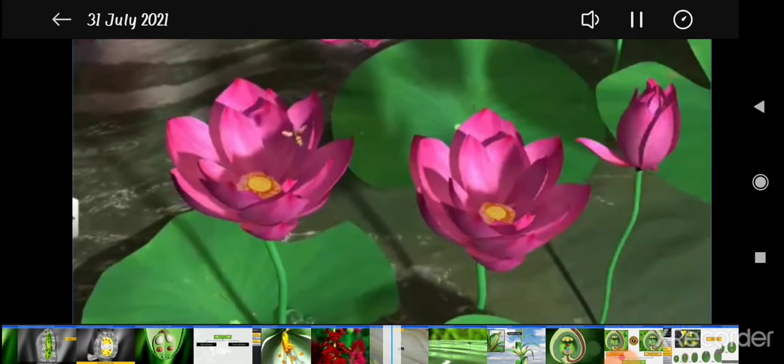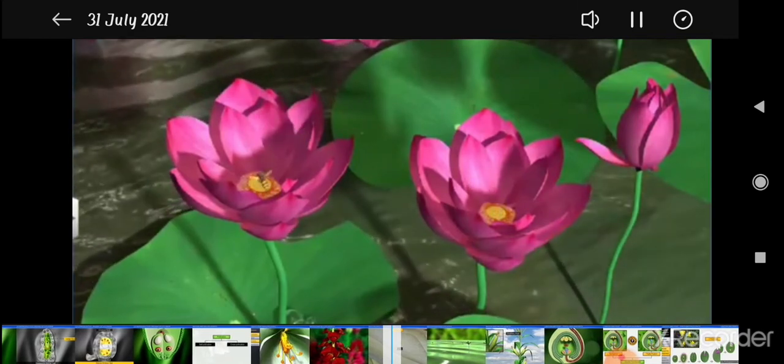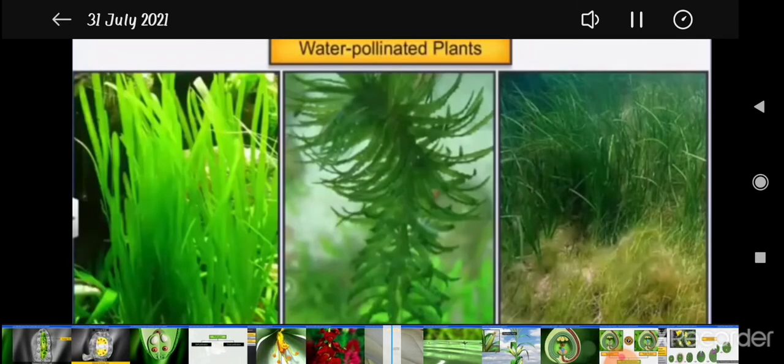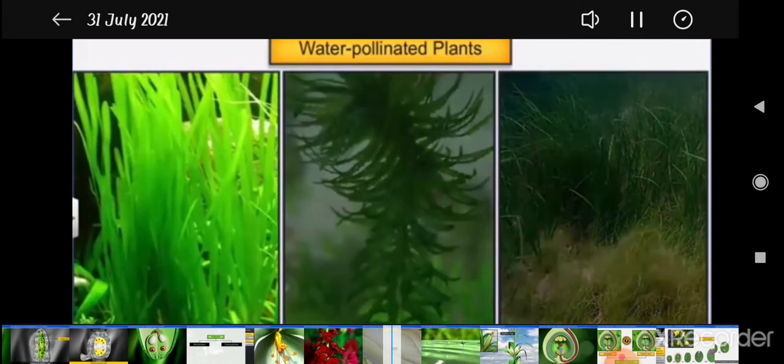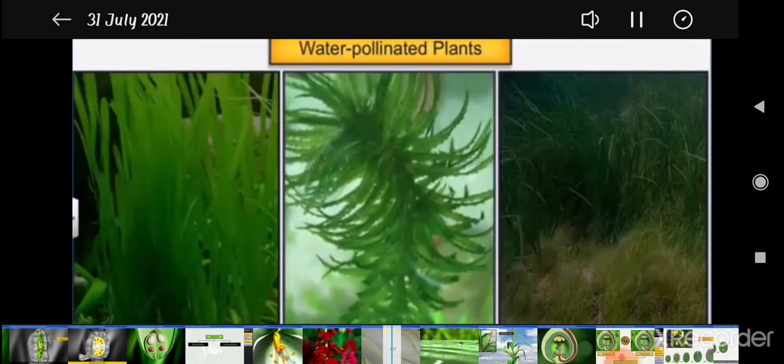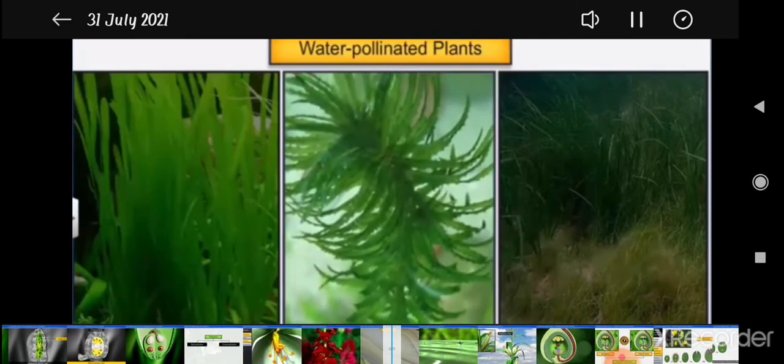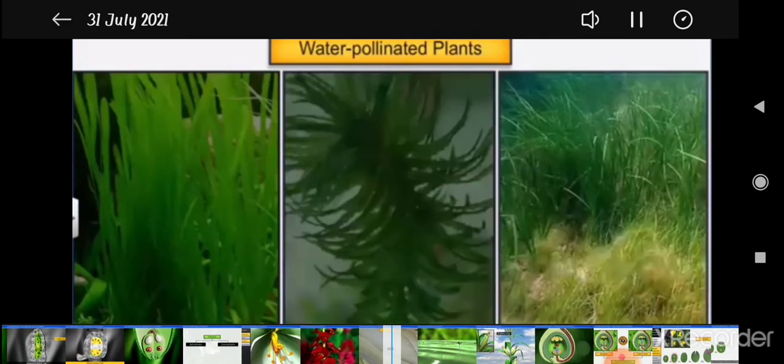However, certain birds and insects such as bumblebees visit flowers for nectar and pollen, but they don't bring about pollination. These are referred to as pollen robbers. Honeybees as well as other insects pollinate a large number of aquatic flowering plants such as freshwater lily.